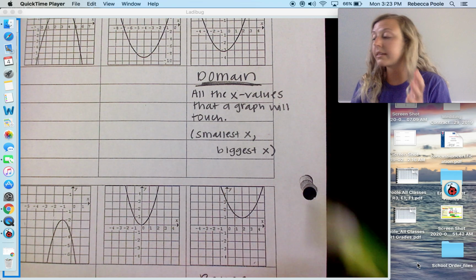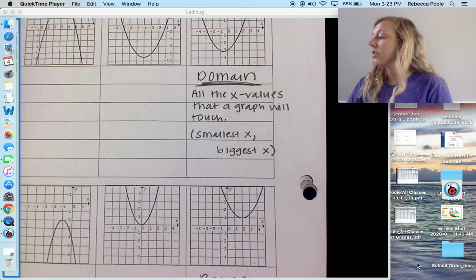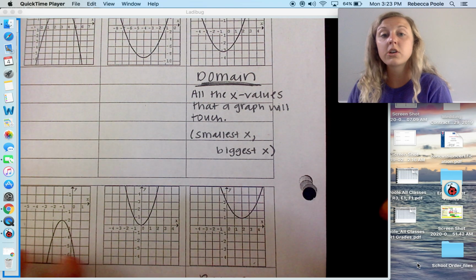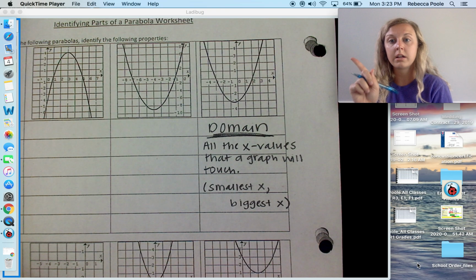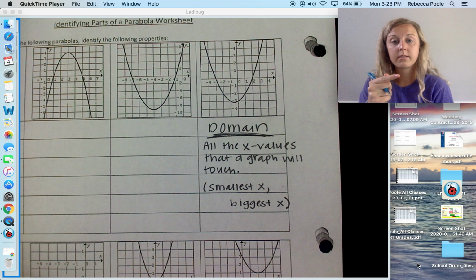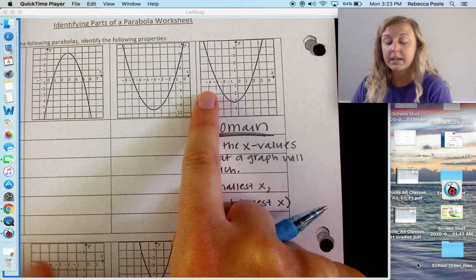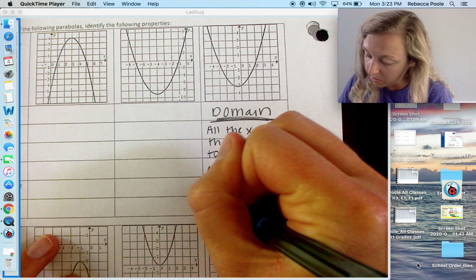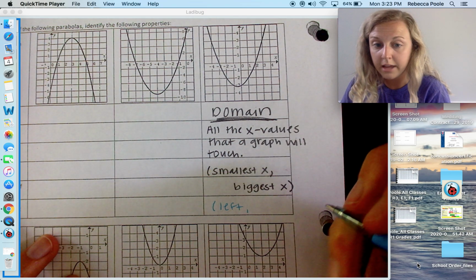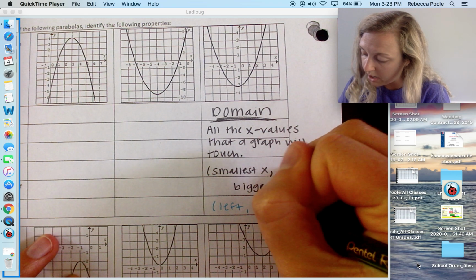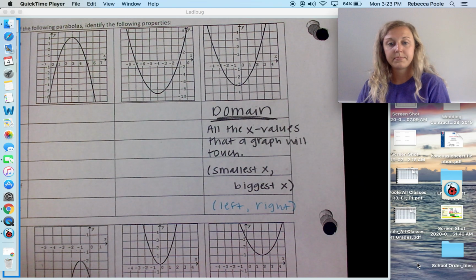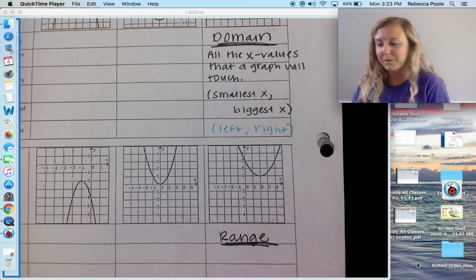So when we're reading this on a graph, let's talk about it. The smallest x on a graph, is that going to be to the left or to the right? Good, the left, that's where the negatives are, right? So smallest x will be on the left, and the biggest x will be on the right. Okay? Now we're ready to go to range.